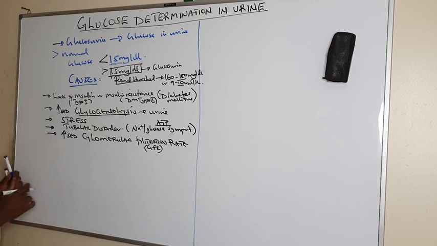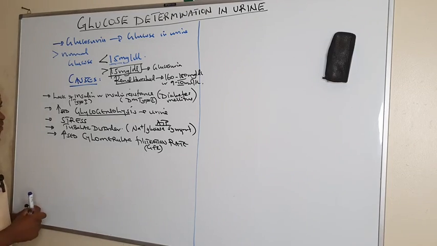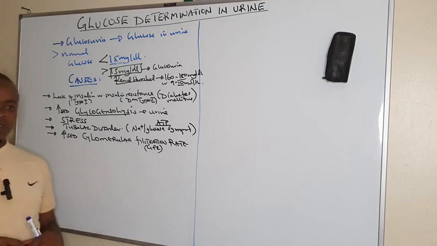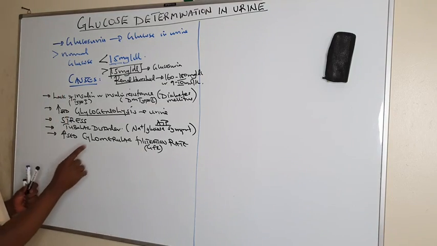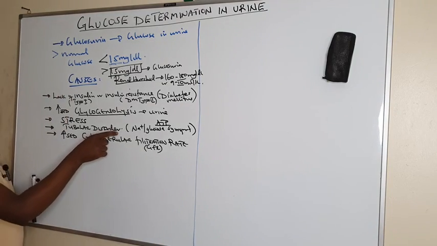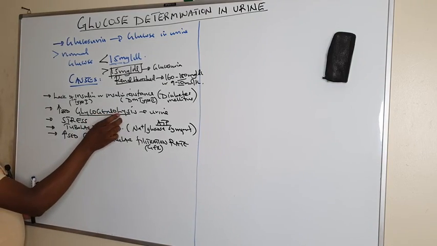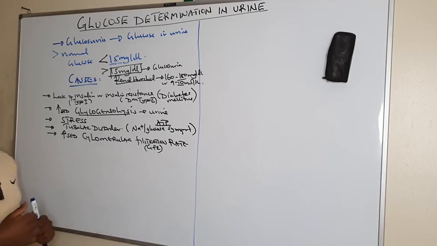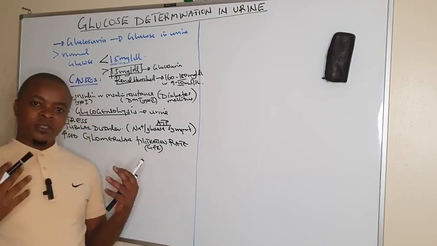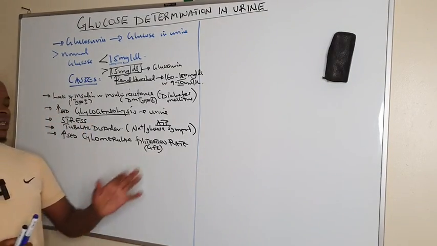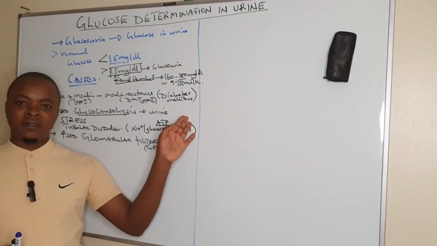So these are some of the causes of increased or presence of glucose in urine to the individual. Stress is one of them, increased glomerular filtration, tubular disorders, increased glycogenolysis, and lack of insulin or insulin resistance, which we see in diabetes mellitus.